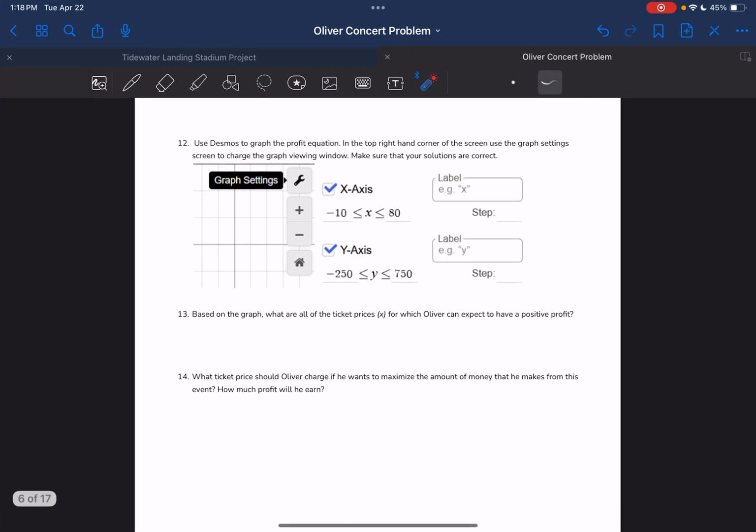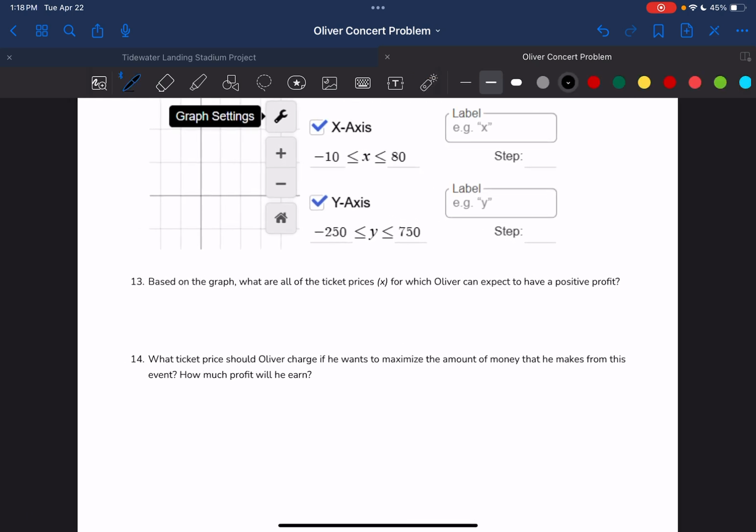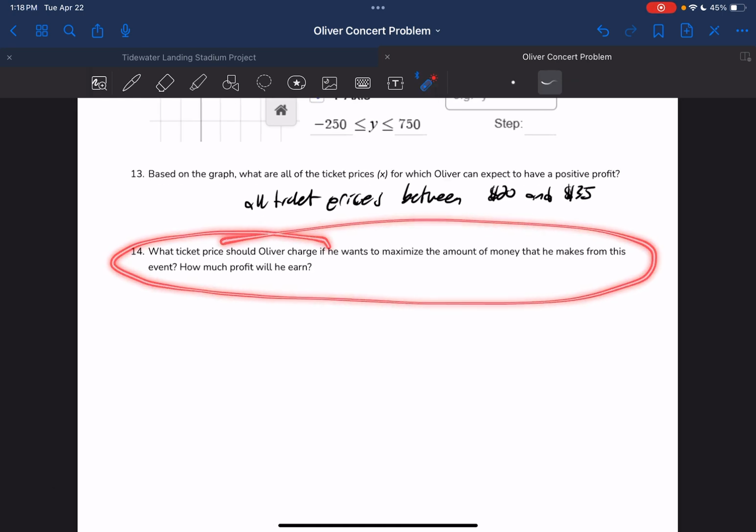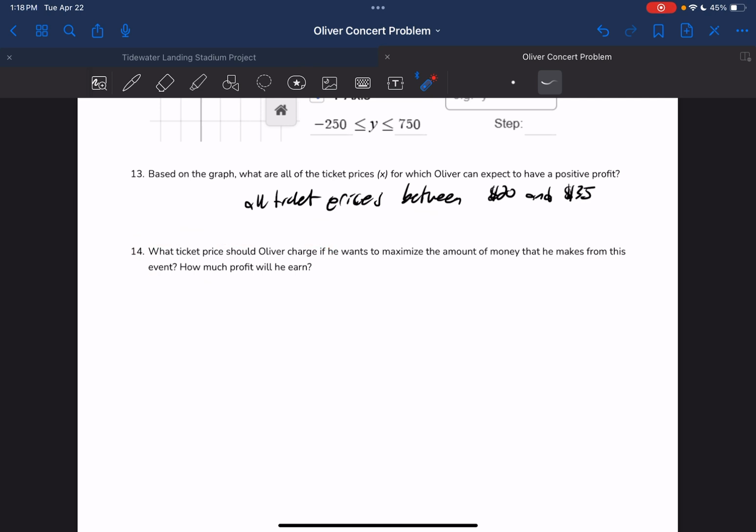So if we jump back over here, what are all of the ticket prices that Oliver can expect to earn positive profit? All ticket prices between $20 and $35. And now our last question is, what ticket price should Oliver charge if he wants to maximize the amount of money that he makes from this event? How much profit will he earn?